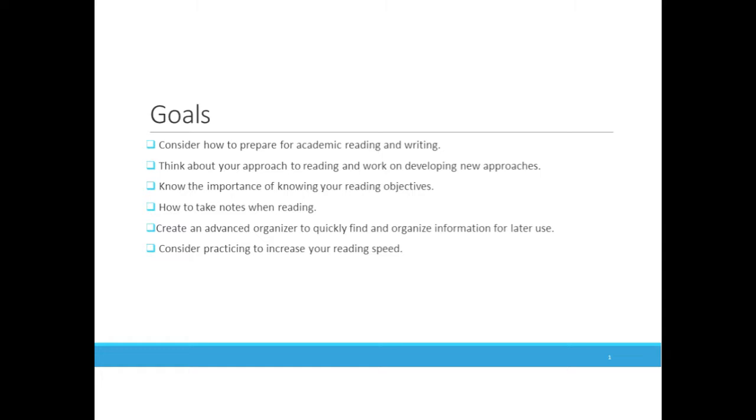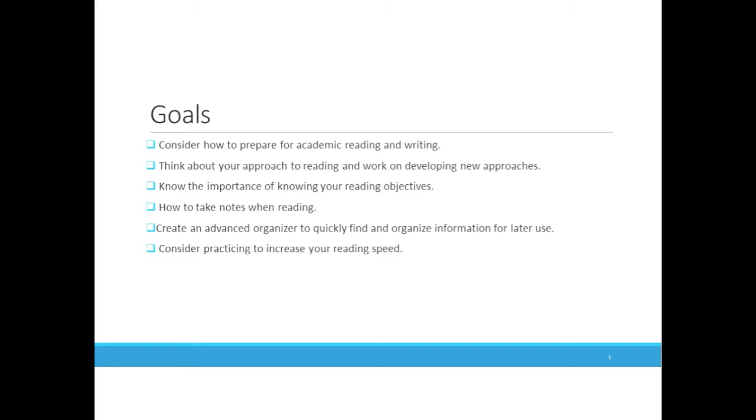But this evening we're going to talk about reading and finding and reading digital sources that you may use for completing assignments and also completing your writing as you go through your academic writing and other similar tasks. So our goals for this evening are the following. We would like you to consider how to prepare for academic reading and writing, and I'll focus mainly on that this evening. I would like for you to consider your approach to reading and maybe think about working on some new approaches that can potentially make your work a little bit more productive and efficient as you go through, and just make your workflow overall a little bit better.